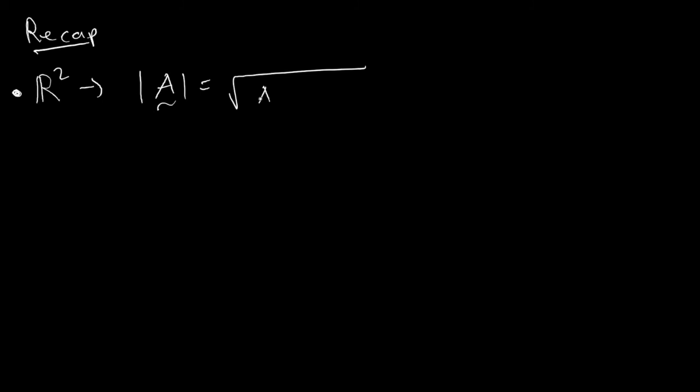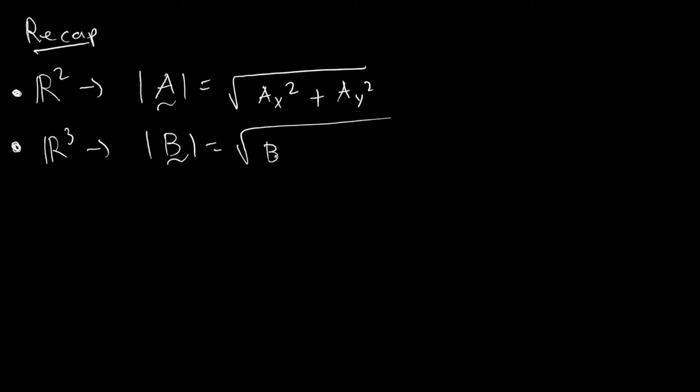So let's do a quick recap on what we've done in this video. We have established that for two-dimensional vectors, the magnitude is the square root of the x component of the vector squared plus the y component of the vector squared. For three-dimensional vectors, very similar. The magnitude is the square root of the x component squared plus the y component squared plus the z component squared.